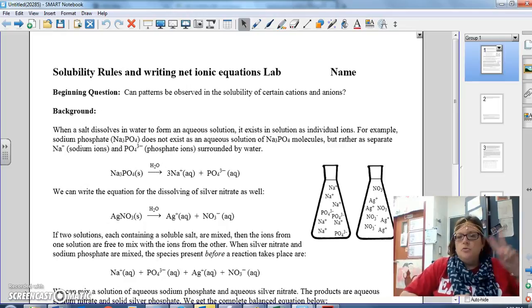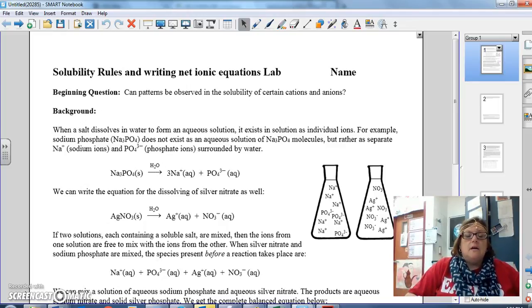So I'm going to do this in 2 sessions. The first session will be background information. The second session will be writing out the lab. The lab will also be loaded onto Moodle, so you can read through the lab. You can even print it out if you want to, and get the background from that if you don't want to watch the background. The beginning question is, can patterns be observed in the solubility of certain cations and anions?